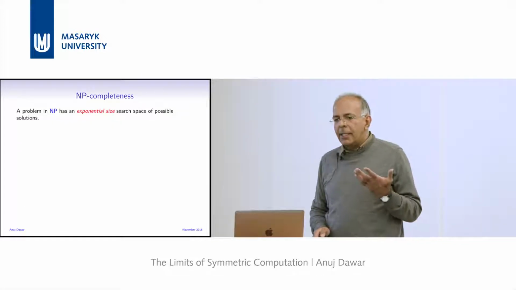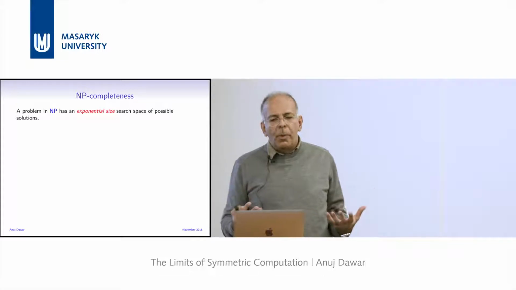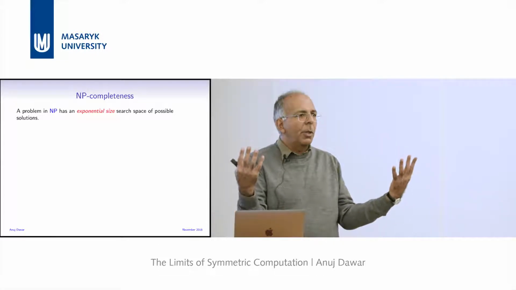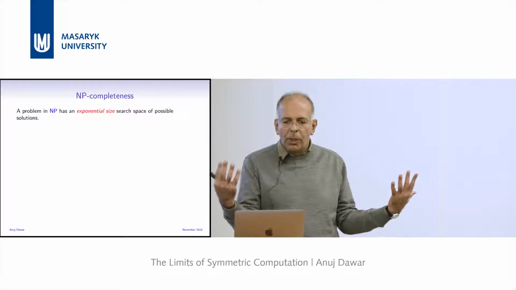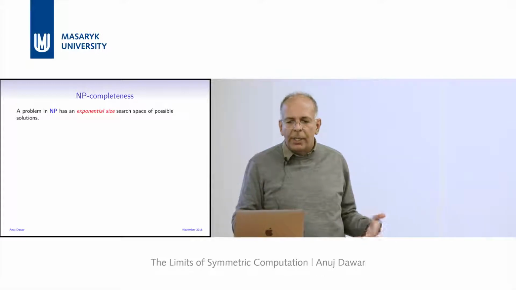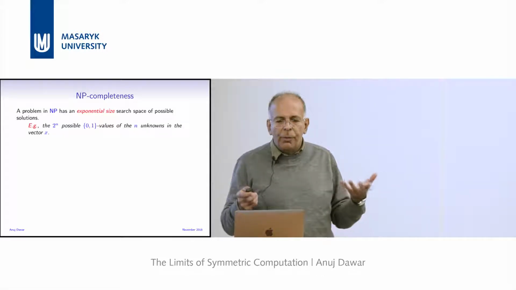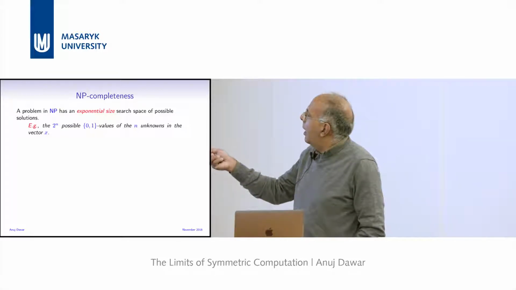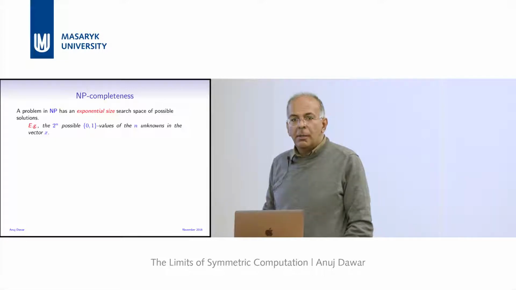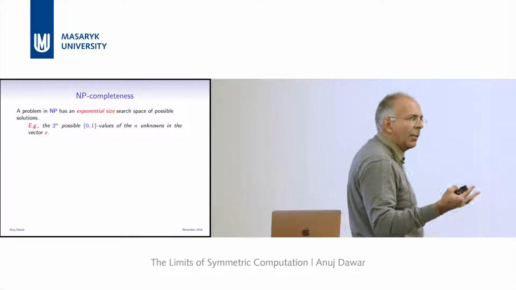One way of understanding this is the following. What does it mean for a problem to be in NP? It usually means that there is some search space of solutions to the problem through which you want to look, and the size of the space of solutions is exponential in the size of the instance. So for example, if we have n unknown variables and they all take values 0 and 1, there are 2 to the n possible vectors. This is an exponential size search space to look through.